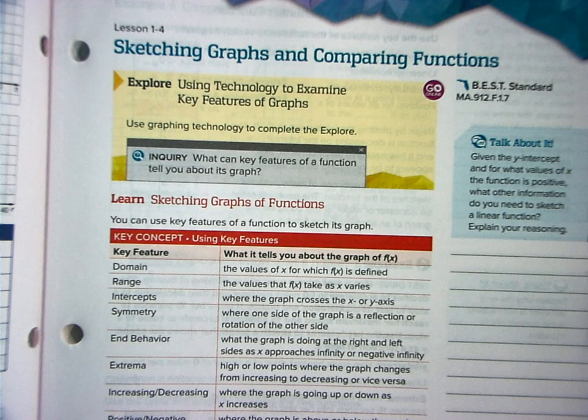All right, let's get started. This is 1-4, sketching.